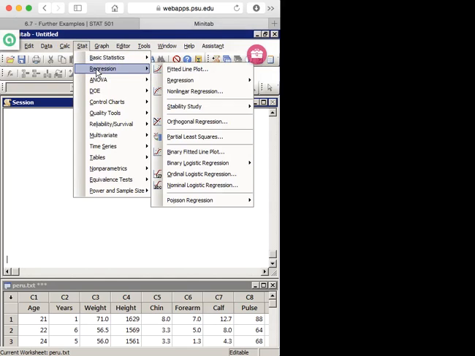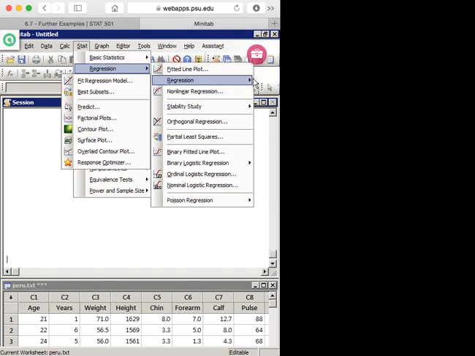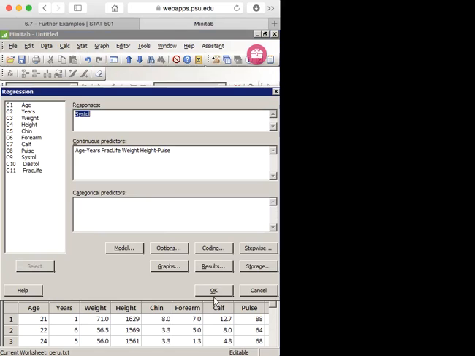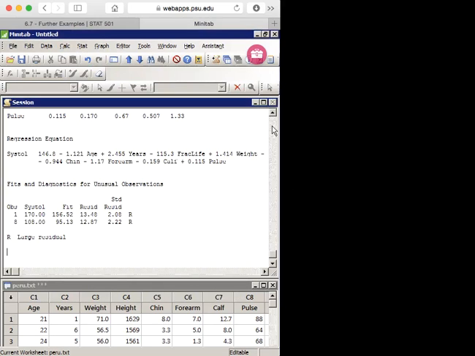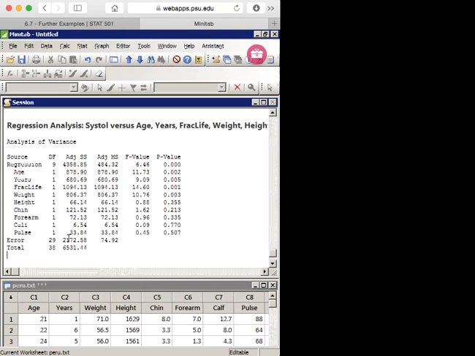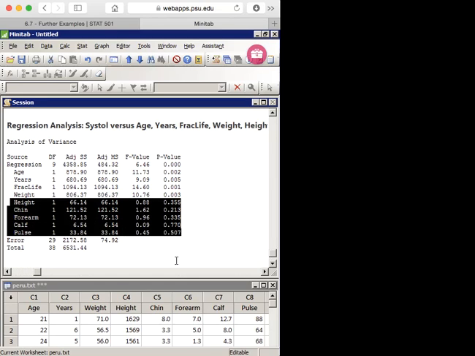First, we'll fit the complete model to all 9 predictors. And in the ANOVA table, we can see the sum of squared errors for the complete model is 2172.58 with 29 degrees of freedom. We can also see that 5 of the 9 predictors have relatively high individual p-values.